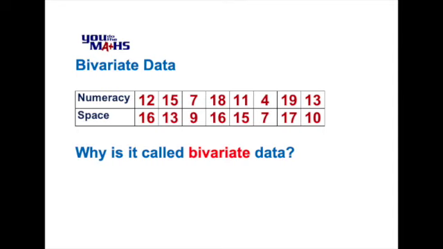Well, we can see in this case that we've got two variables. We've got numeracy, which represents students' score in a numeracy test in mathematics, a branch of maths, and we've also got student score in space, another branch of mathematics. So for example, we might have a student score 12 in numeracy, and the matching score in space was 16.